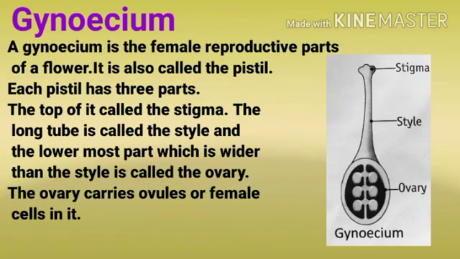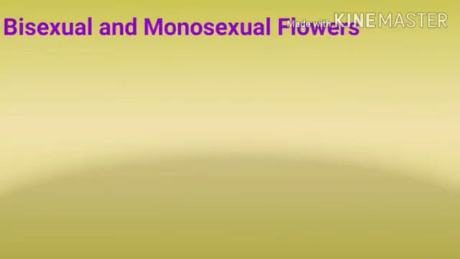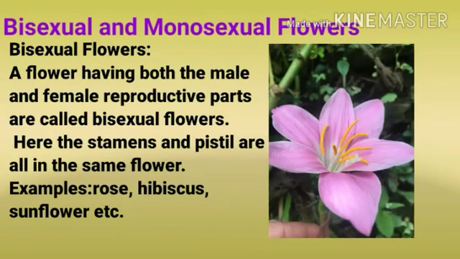The long tube is called the style, and the lowermost part, which is wider than the style, is called the ovary. The ovary carries ovules or female cells in it. On the basis of the presence of male and female reproductive parts, flowers are divided into bisexual and monosexual flowers.